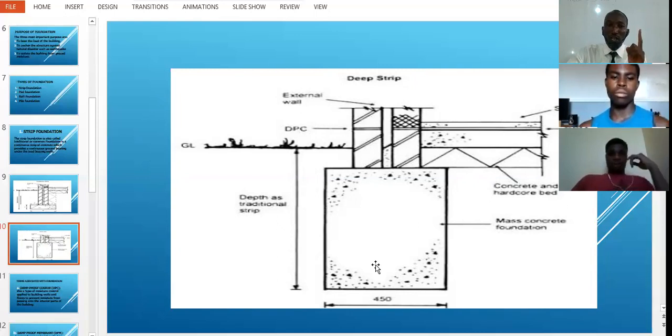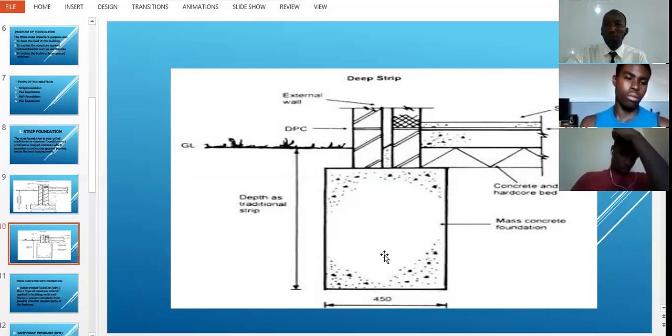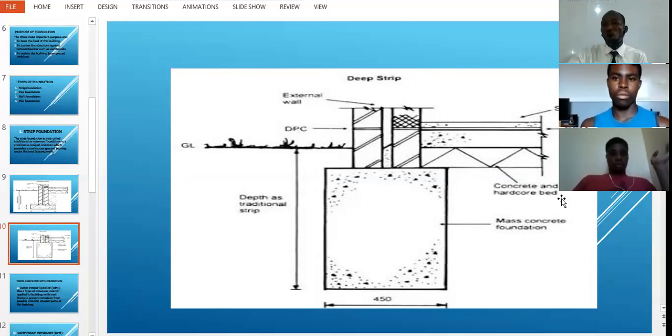The thickness of the first one is not up to the second foundation, but all are considered as what? As strip foundation. So when you see diagrams like this, they are regarded as what? Strip foundation. Now you can see the concrete and hardcore bed. This is the concrete and hardcore bed. Now this is a concrete foundation. The ground level is here.